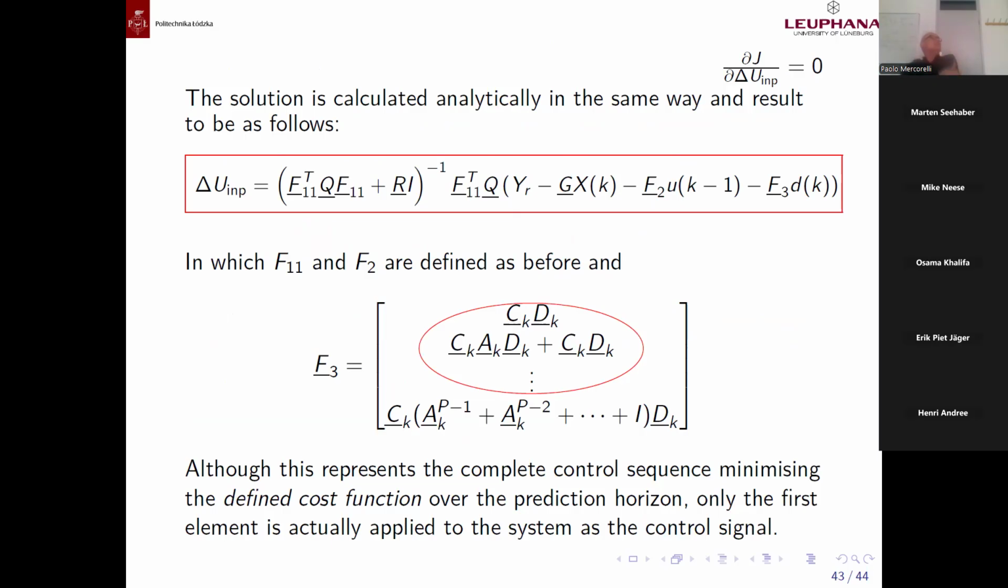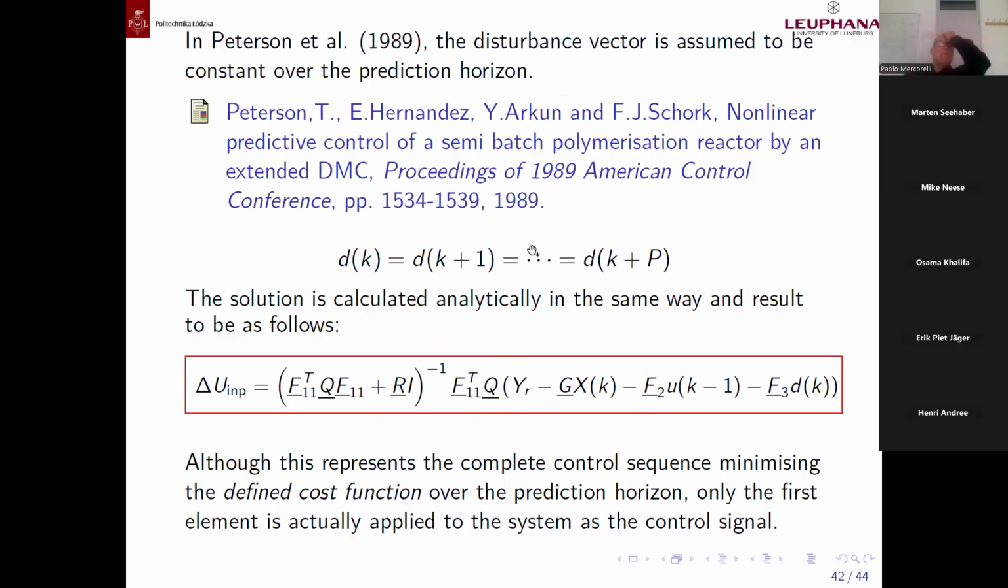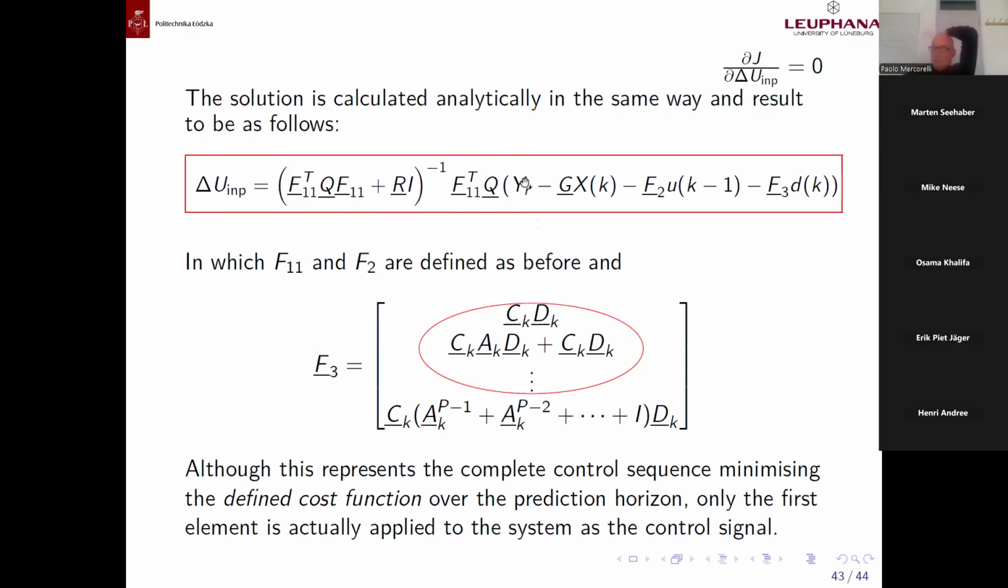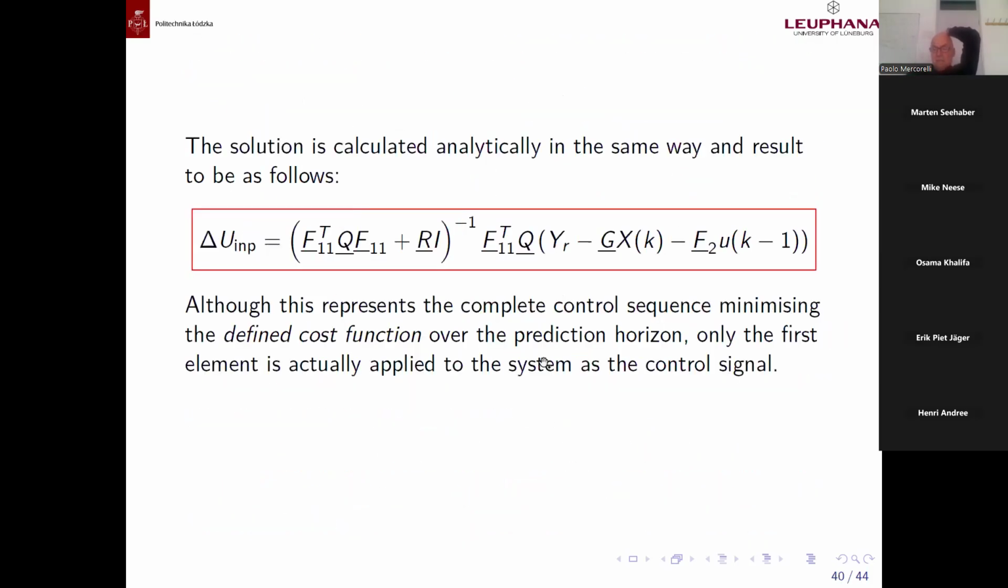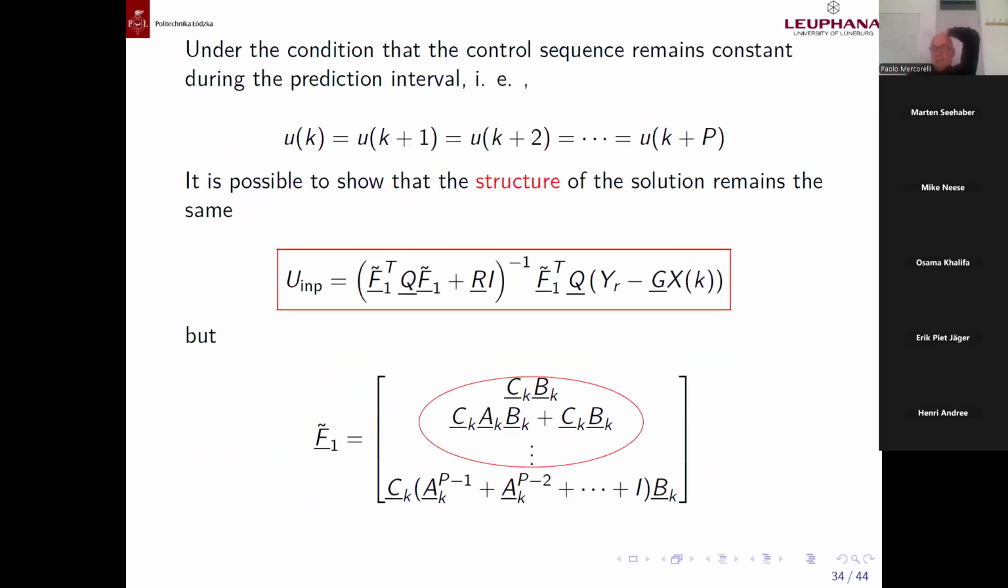Because this depends, remember, I don't remember the demonstration, but I remember that it's extremely complicated if D is not a constant. Here we have also the reference, but I don't remember now the idea. And F3 is something quite similar to our, remember this structure here. Instead of B, I have a D.